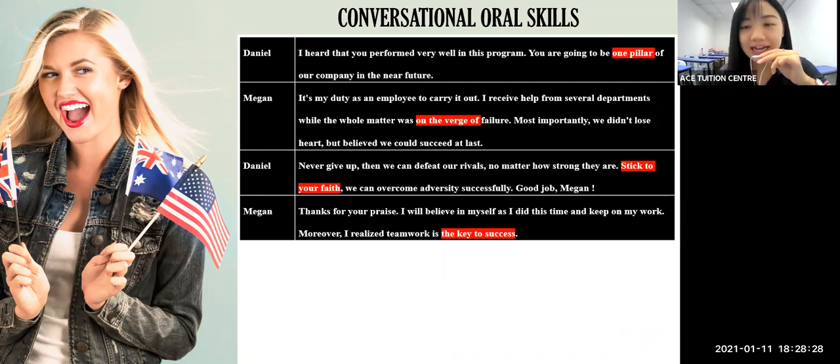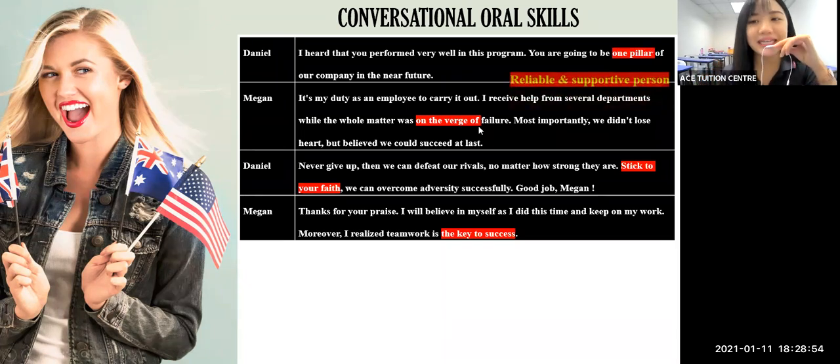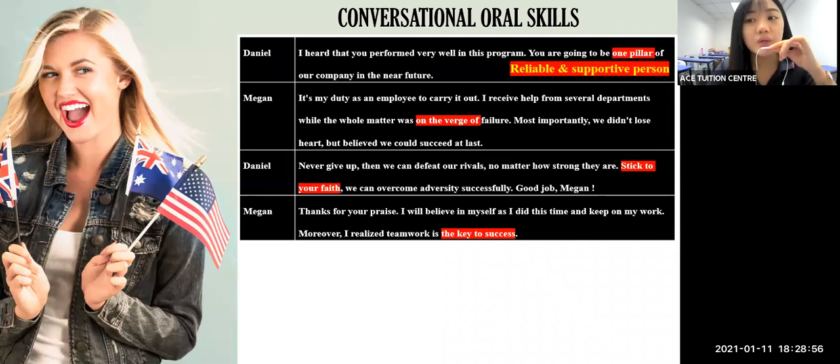Okay, so once you have highlighted, you can actually take a look at the conversation. Whenever you're having a conversation with anybody in the entire room, no matter what kind of conversation, there are bound to be certain types of conversation phrases, such as "you are going to be one pillar of our company in the near future." What is the meaning of pillar? Pillar is a very common conversational word, which is someone or something that is reliable or supportive.